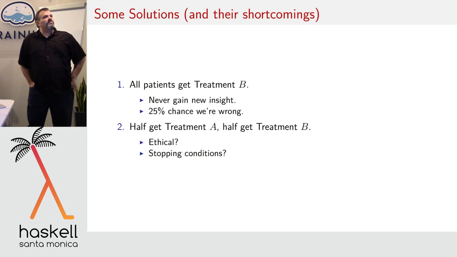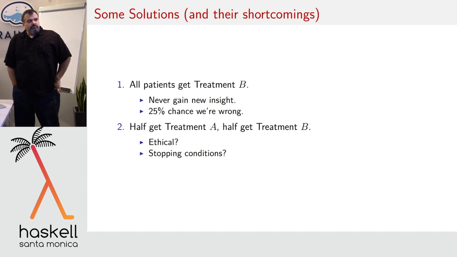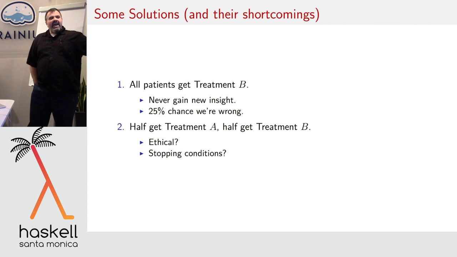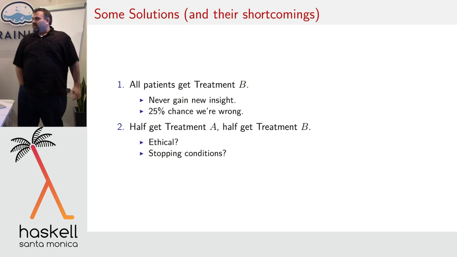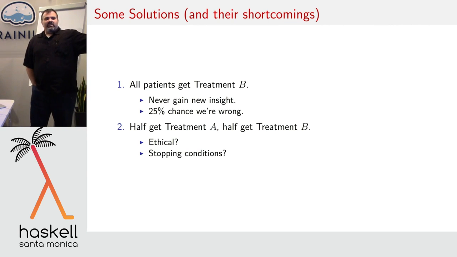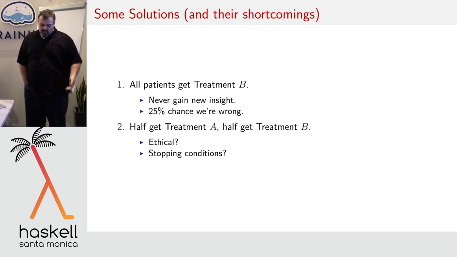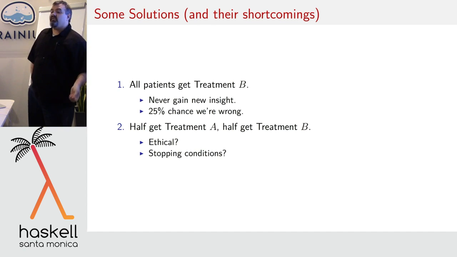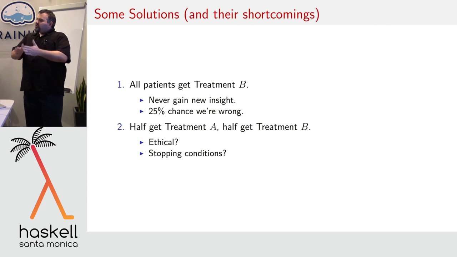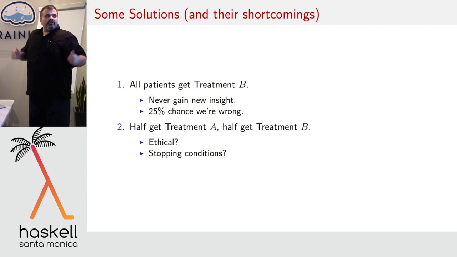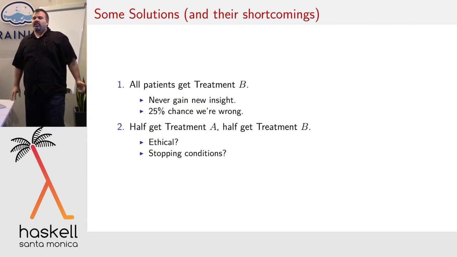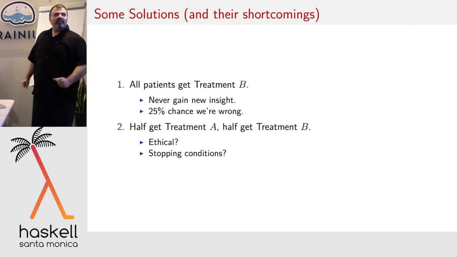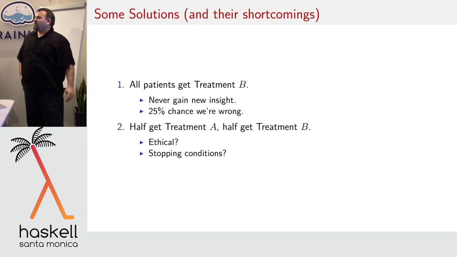So let's look at some solutions, two kind of obvious solutions. All patients get treatment B. Another solution, half get treatment A, half get treatment B. Often this is what you'll see in clinical trials. Half the patients are going to get placebo, half the patients are going to get the medicine. And then after a certain while, when the doctors are satisfied, they say, okay, we're going to stop splitting people up, and then everybody's going to get treatment B if we think it's better at the end.